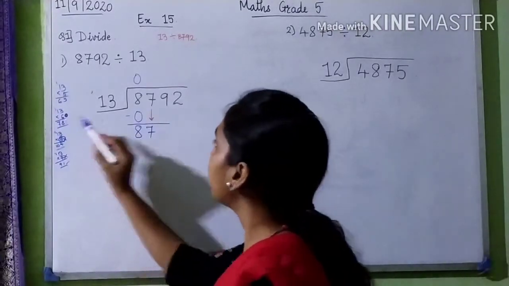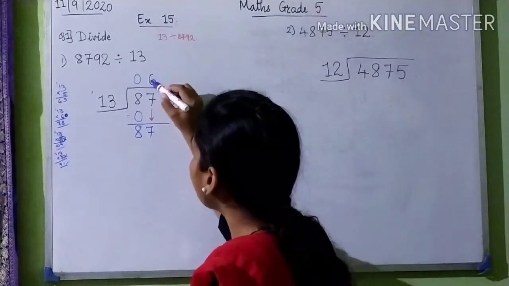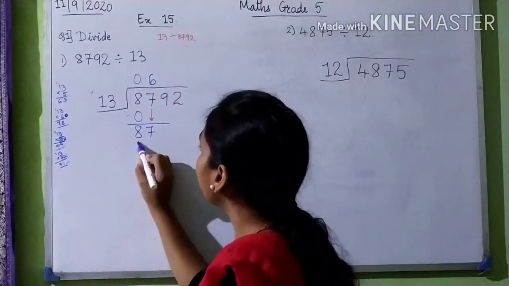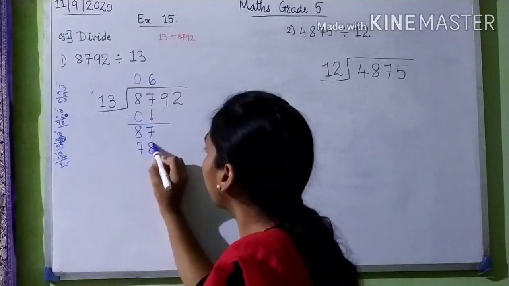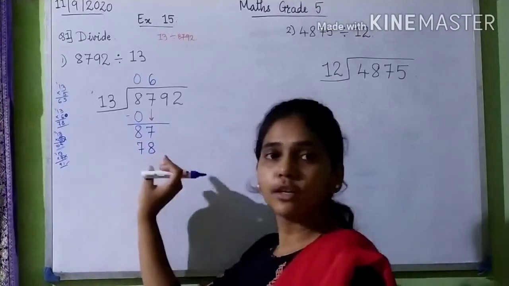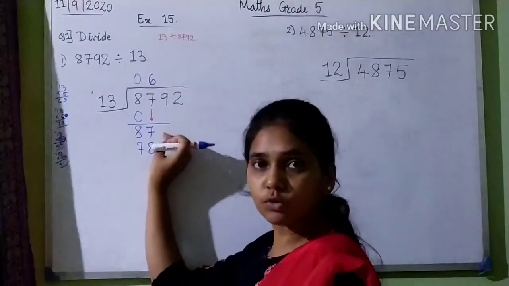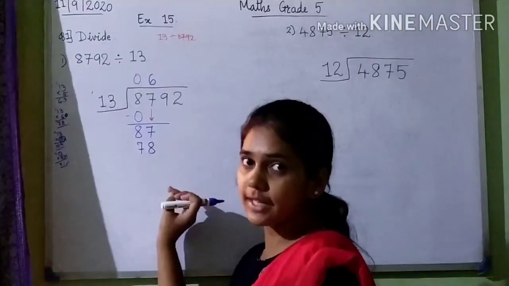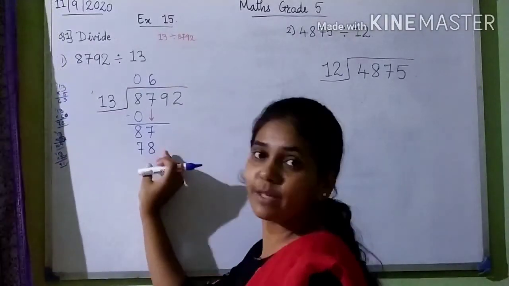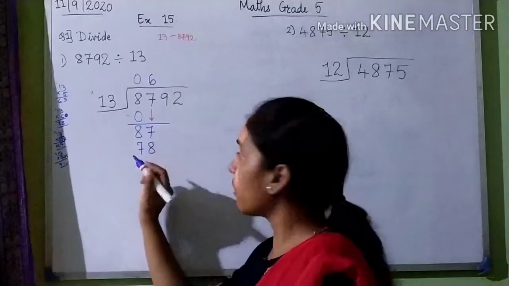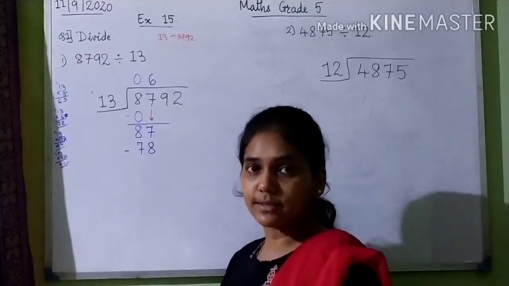So I write 13 multiplied by 6 is equal to how much? 78. The number which you get here should be either equal to the upper number or lesser than it. It should not be greater than the upper number. Why? Because here we need to subtract.